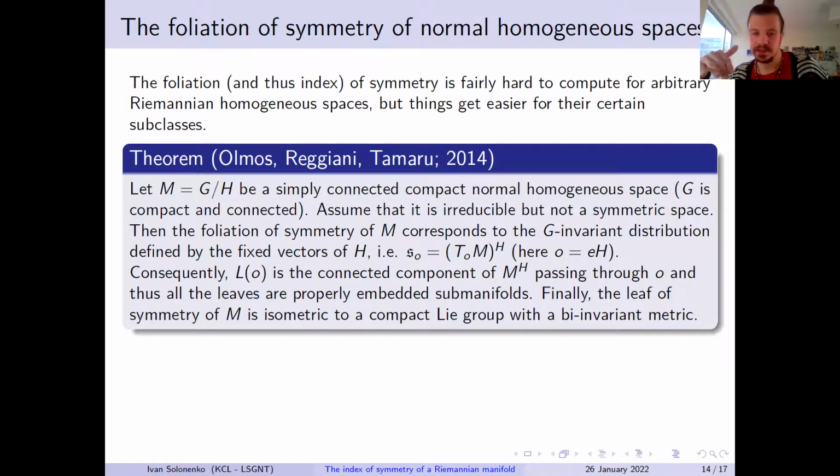In general, these leaves of symmetry are just immersed submanifolds. Here, they're properly embedded in closed submanifolds. And finally, which is a non-trivial part, just as the rest of it, each leaf of symmetry is not just a symmetric space, but a compact Lie group with a bi-invariant metric. This is a nice subclass of symmetric spaces of compact type. Okay, any questions here?